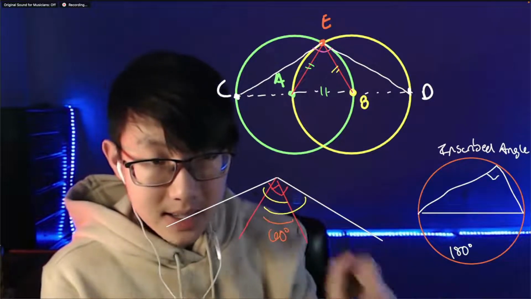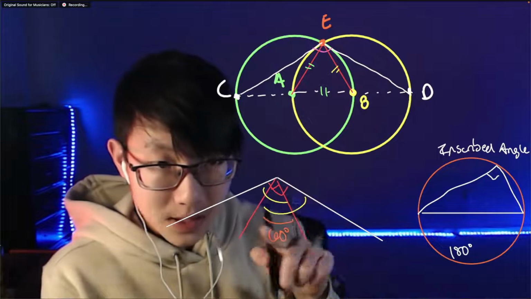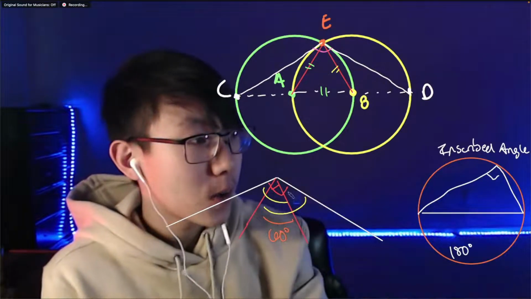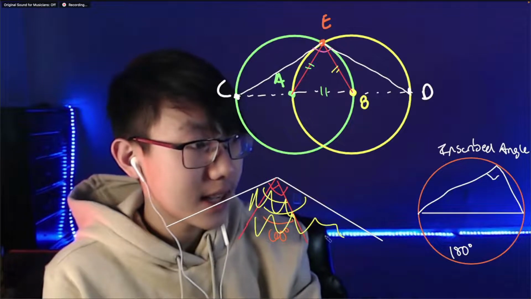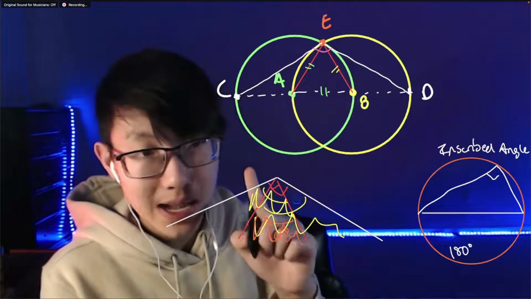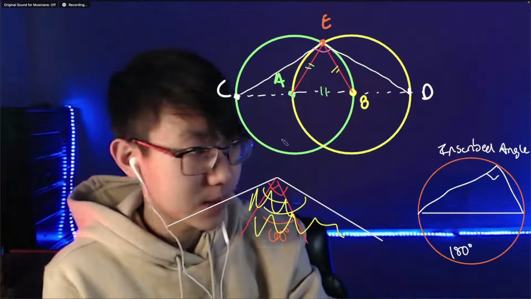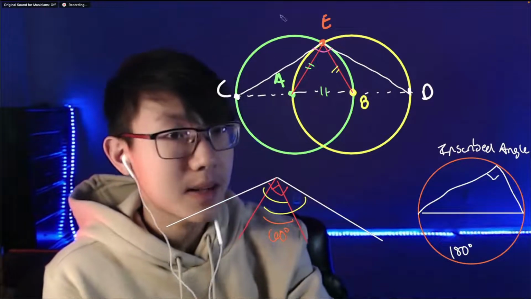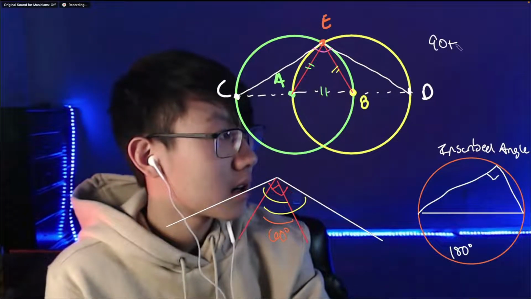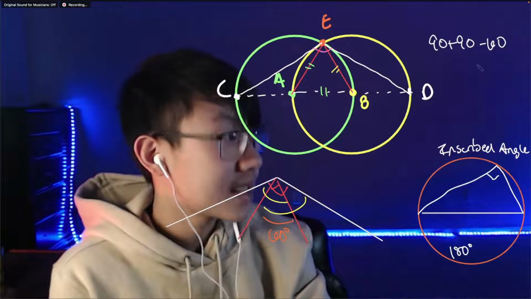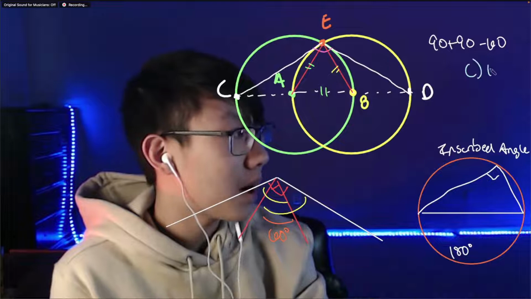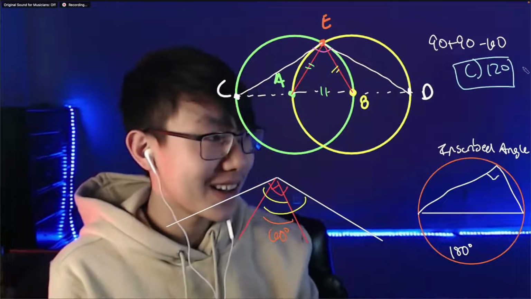So in other words, 90 plus 90 adds this middle angle twice. So if I add 90 and then 90 and subtract 60, that will add up exactly the span of this angle, which means 90 plus 90 minus 60 is our answer. And that gives us answer choice C, which is 120. But there's so many other ways to do this too.